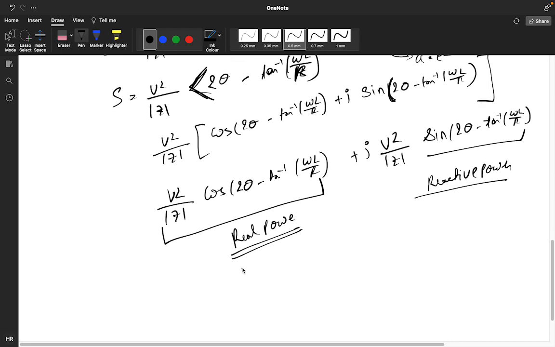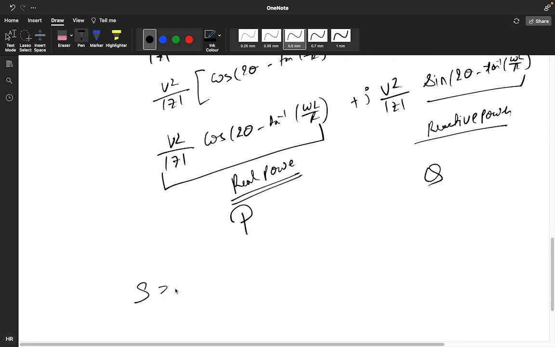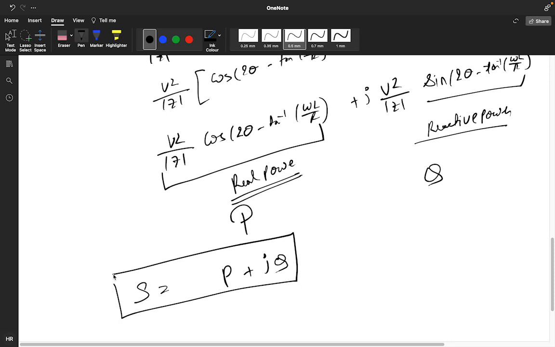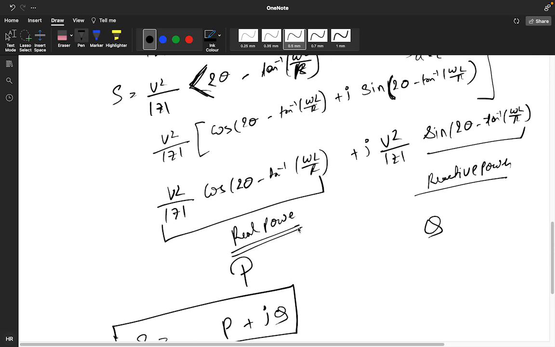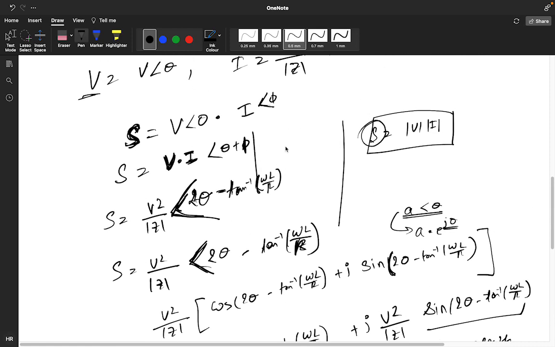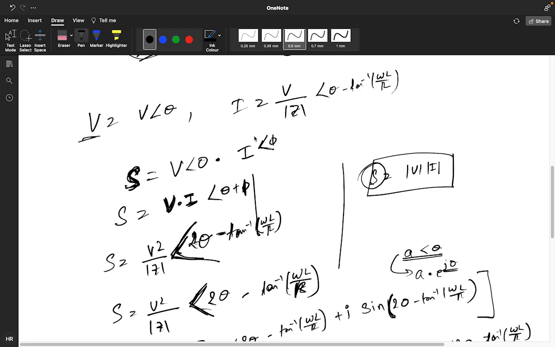This is denoted as P, and this can be denoted as Q. So S is the combination of P plus jQ. I think everything is correct.